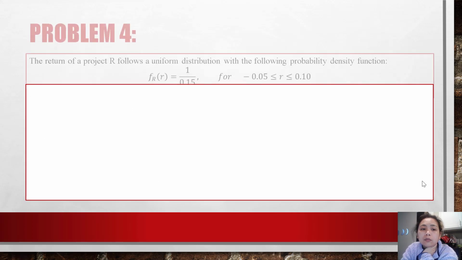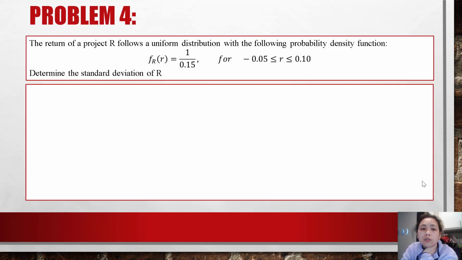Problem 4. The return of a project R follows a uniform distribution with the following probability density function. f_R(r) is equal to 1 over 0.15 for r between -0.05 and 0.1. Determine the standard deviation of R.